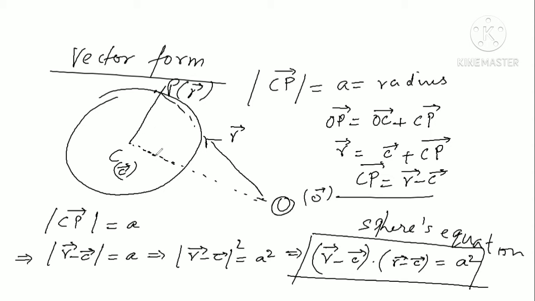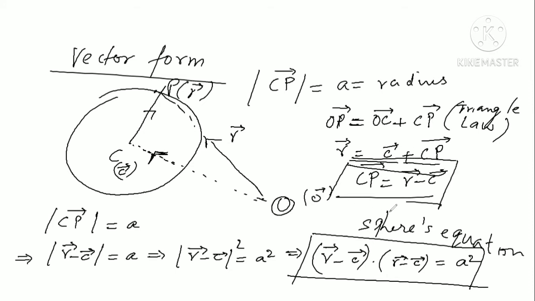So using the vector law of addition, I can write OP vector is equal to OC vector plus CP vector, using the triangle law of vector addition. OP vector is R vector, OC vector is C vector, plus CP vector, which means we get CP vector is equal to R vector minus C vector.